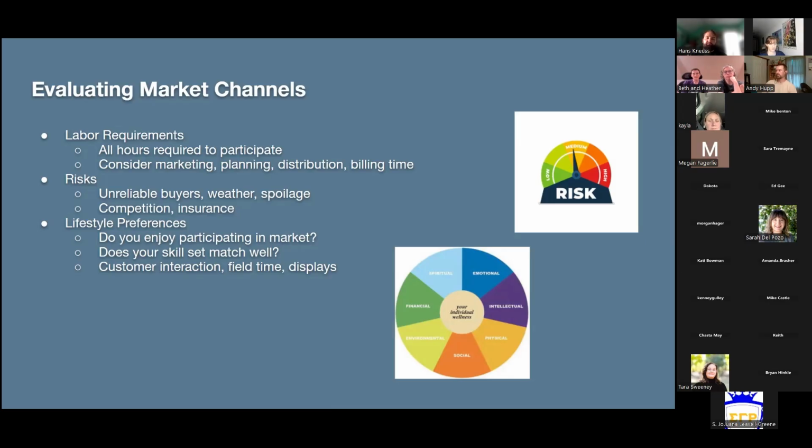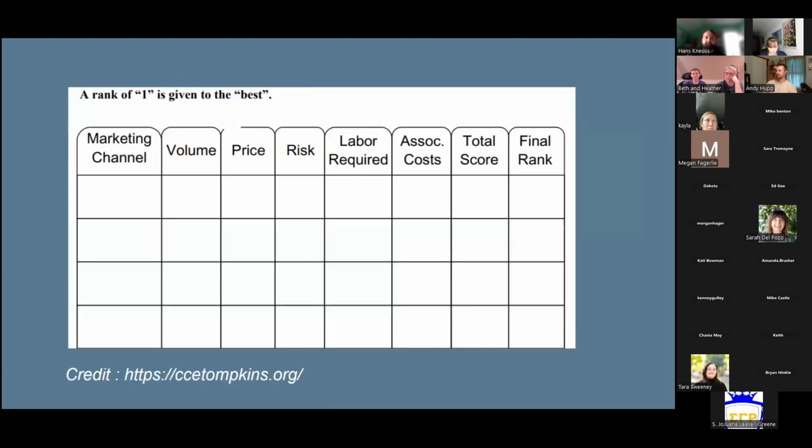Do you prefer to be in the field, or do you prefer to be in front of people, or do you like a mix of both? Some people really, like I said, really don't want to be out in front of people, and wholesale might work a little bit better for them. And other people really value that direct interaction.